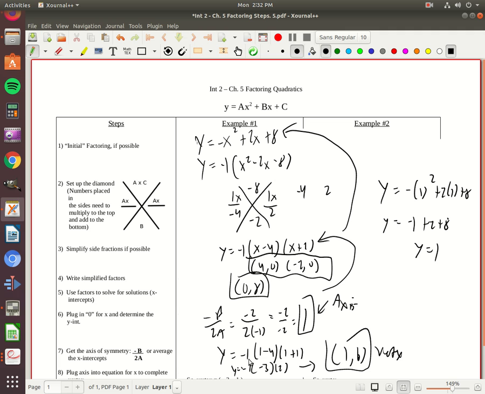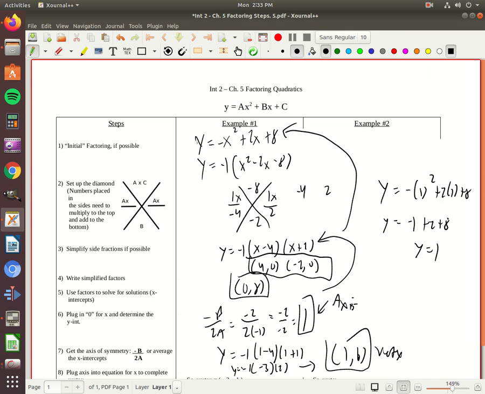Why is my life so bad? 6 here, -1, negative 10. I don't know. I'm giving up now. My own handwriting. This is a 2. So 1 plus 2 is a 3. So I would have gotten 9.